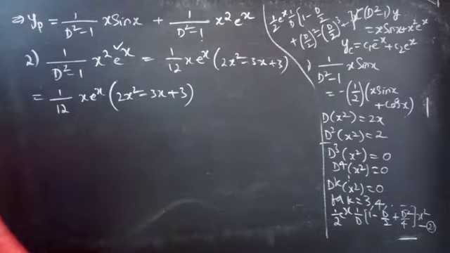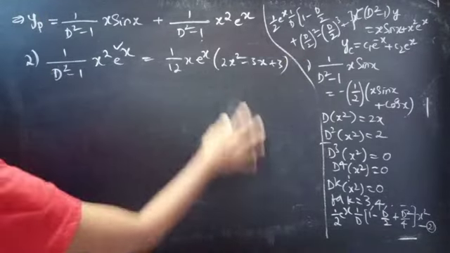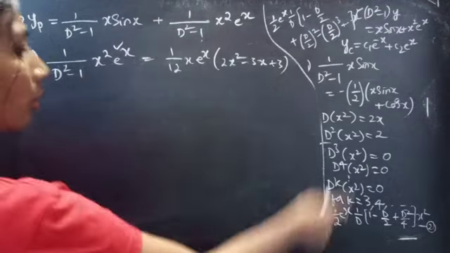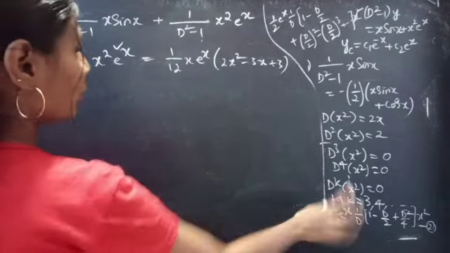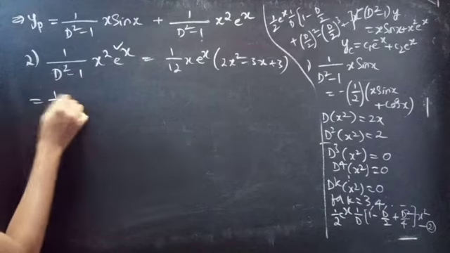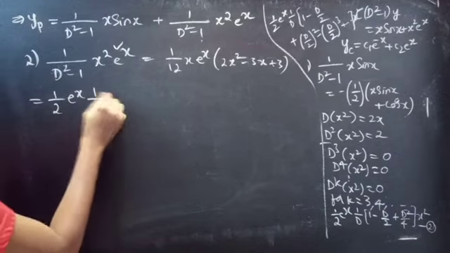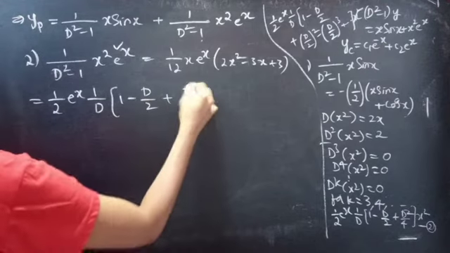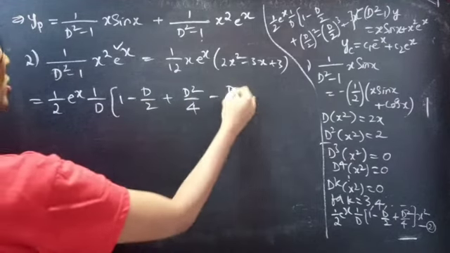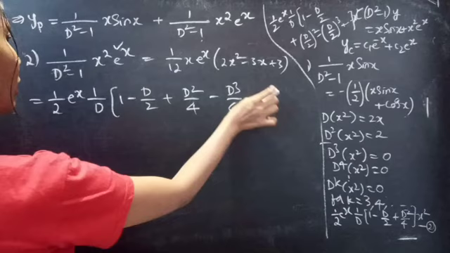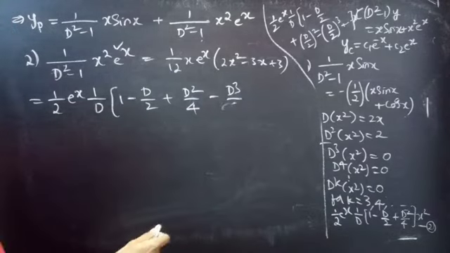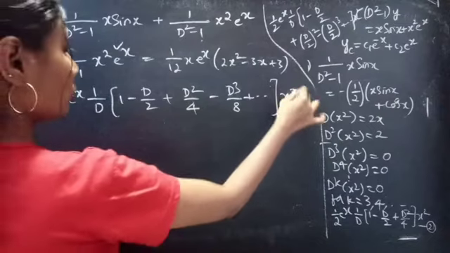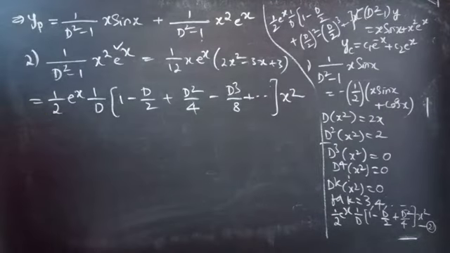I'll show you another method. Let's take equation 1 or equation 2. I'll go for equation 2, it will be easy. So we have 1/D (1 - D/2 + D²/4 - D³/8 + so on) x², since 2 cubed is 8.